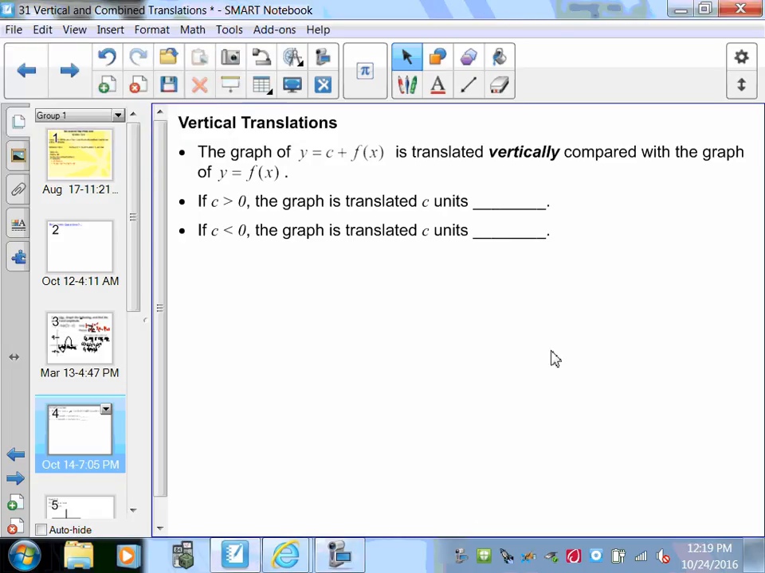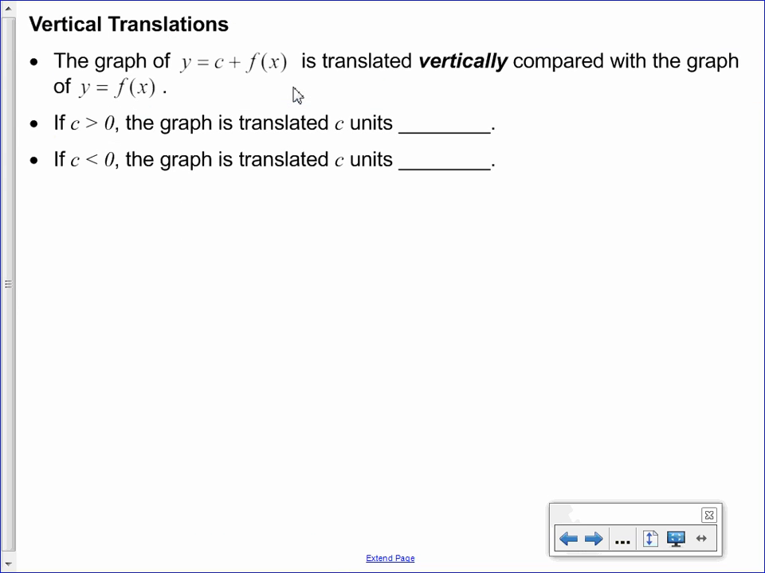Vertical translations of sine and cosine. Vertical means up and down.